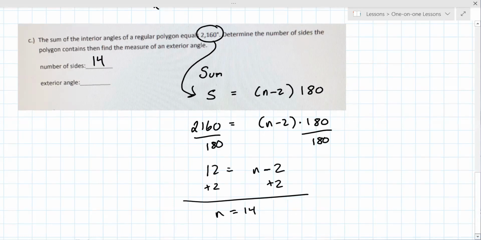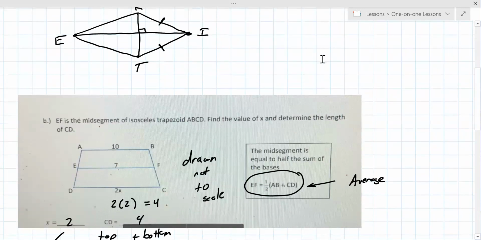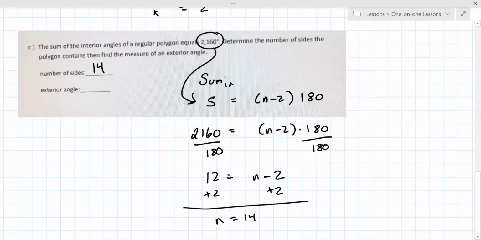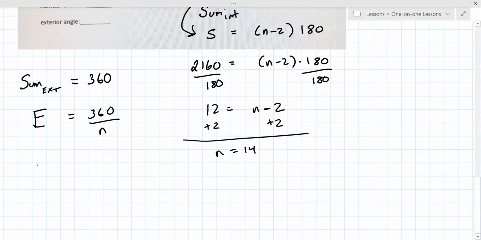All right, the exterior angles. The exterior angle, so this is the sum. I should have been more specific, sorry. This is really the sum of the interior angles. The sum of the exterior angles, which I'll use a different letter for, I'll use E, is always 360. The sum is always 360. So if you want to know the exterior angle, you have to take 360 and divide it by n. So to find the exterior angle, you're going to take 360.